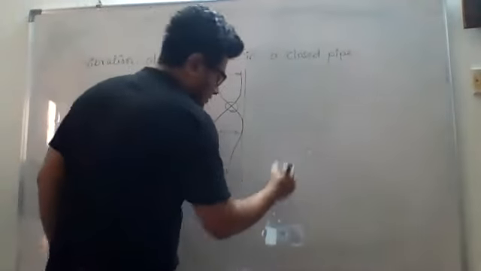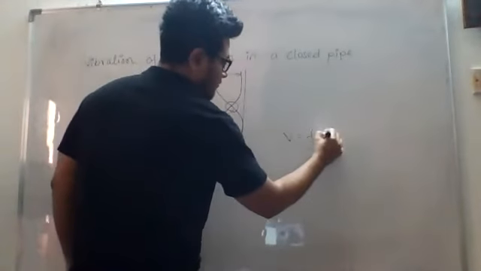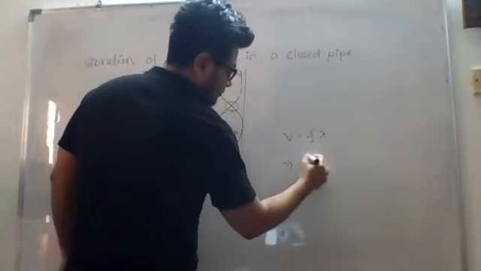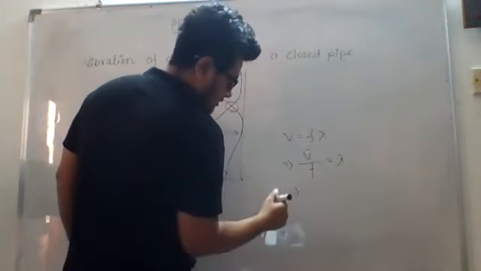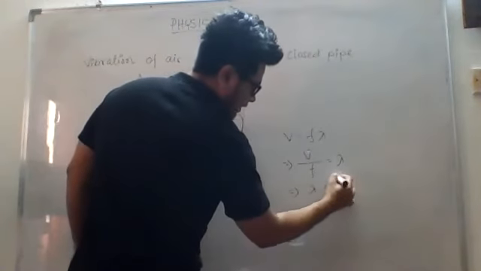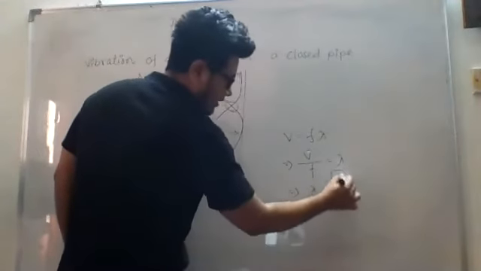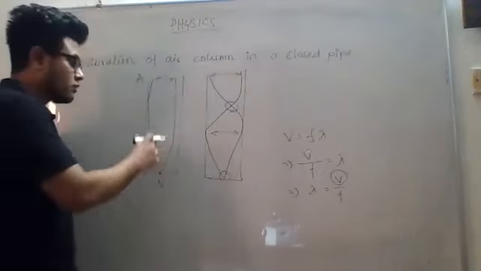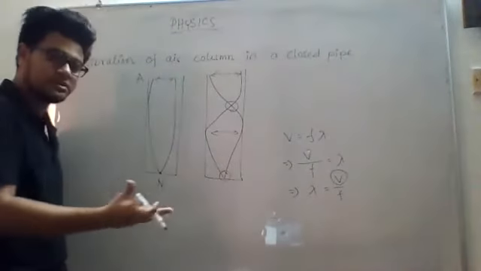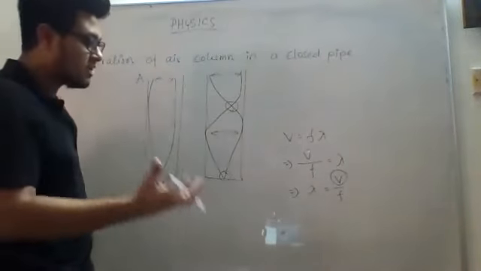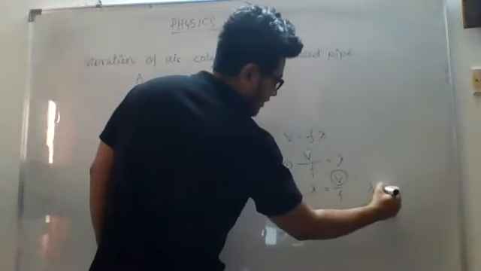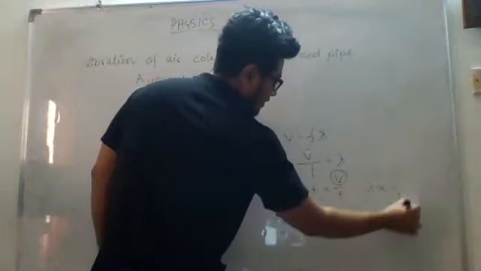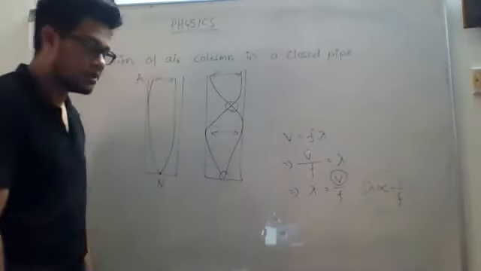We can say this from here also: V equals F lambda. So V by F equals lambda. V is constant, right? Because we are not changing the medium. Every time it is the air column only. So if the medium is the same, the velocity will be the same. If velocity is constant, I can write lambda is proportional to 1 by F. That means they are inversely proportional to each other.